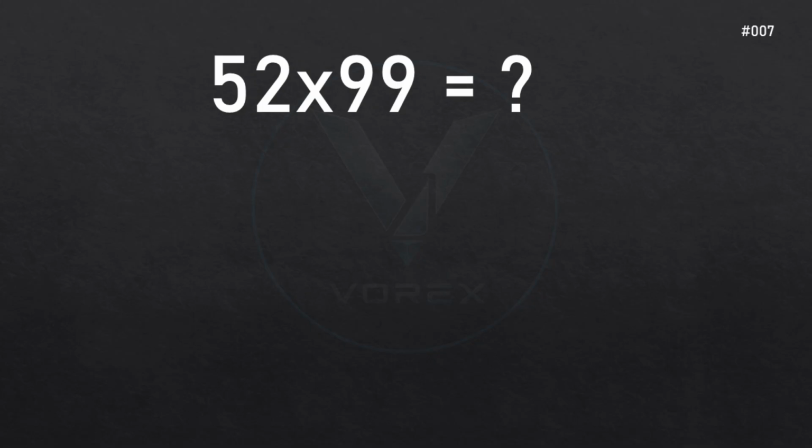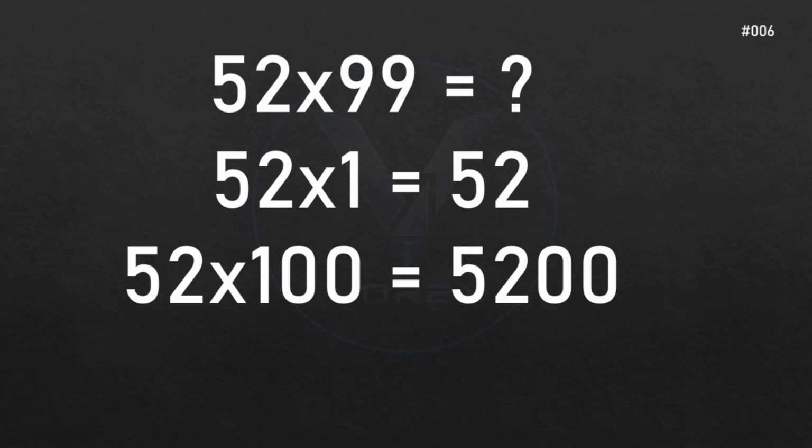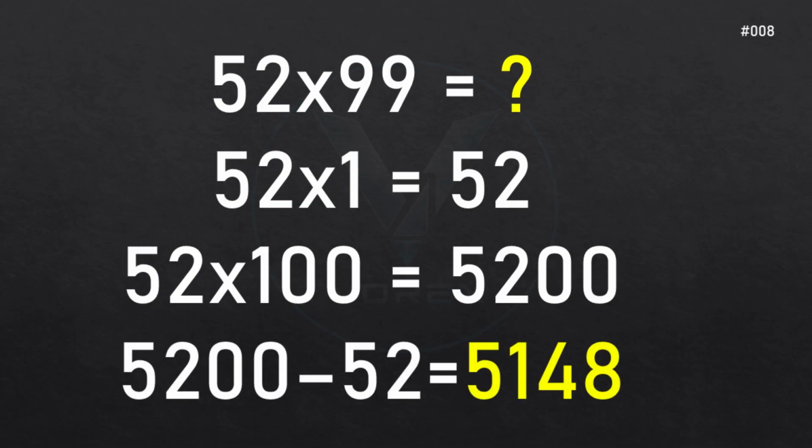What is 52 times 99? Just like before, let's split the calculation into two parts. 52 times 100 equals 5,200. 52 times 1 equals 52. Now subtract the second result from the first. 5,200 minus 52 equals 5,148. So, 52 times 99 equals 5,148.